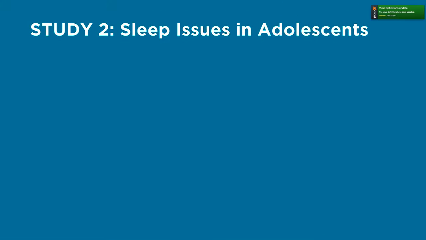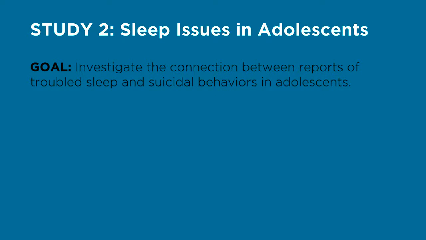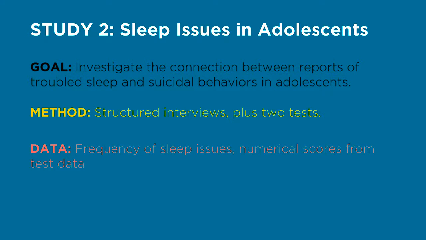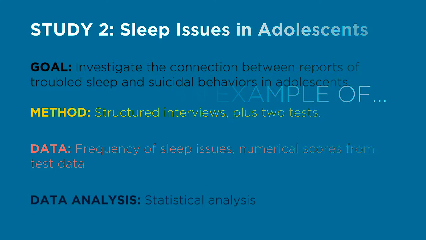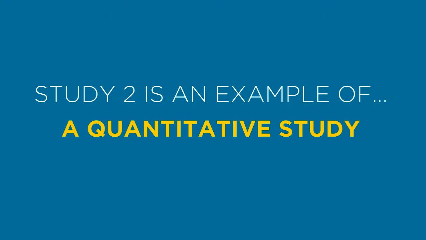Our second example is about sleep issues as a risk factor for suicidal behavior in depressed children and adolescents. According to the article, the goal of this study was to investigate the association between sleep complaints and suicidal behaviors in this population. The method for doing this was through a structured interview about sleep, the same questions for every participant, plus 2 tests, the Children's Depression Rating Scale and the Children's Global Assessment Scale. The data consisted of frequency of sleep issues from the interviews, as well as a numerical score for the 2 scales. The researchers used statistical analysis to analyze the data and presented the information about the correlation between variables using tables. This is an example of a quantitative study.